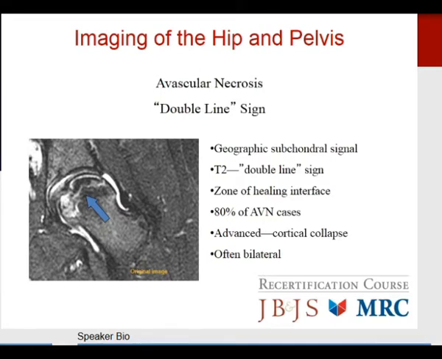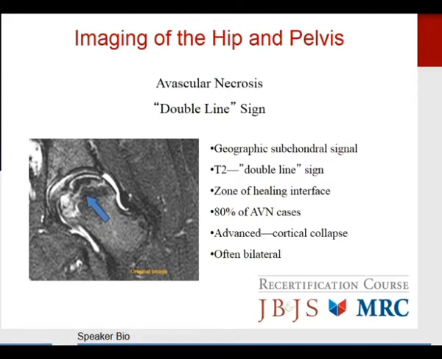It's referred to as a double line sign, and it's very specific for AVN. You can see this in the humeral head, you can see it in the femoral head, in the talus, in the calcaneus. If you see this double line sign in a geographic area of marrow abnormality, this is indicative of avascular necrosis.